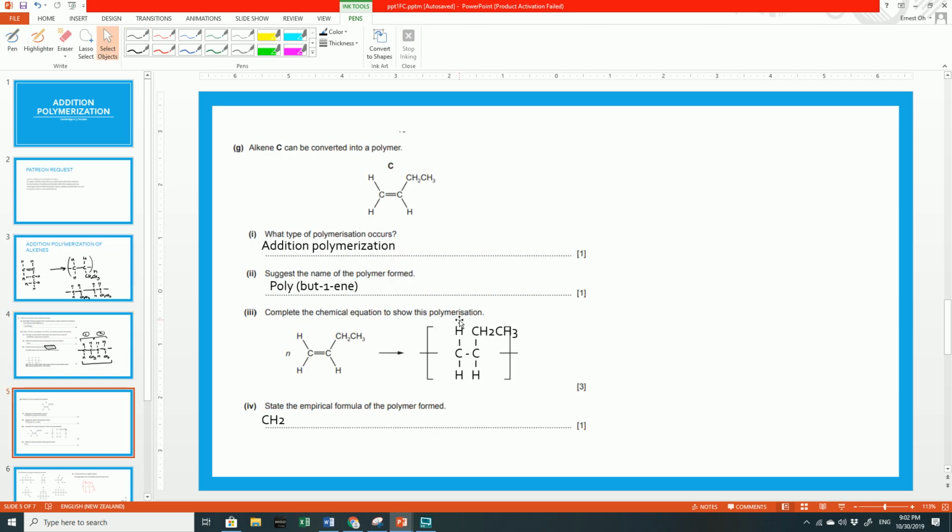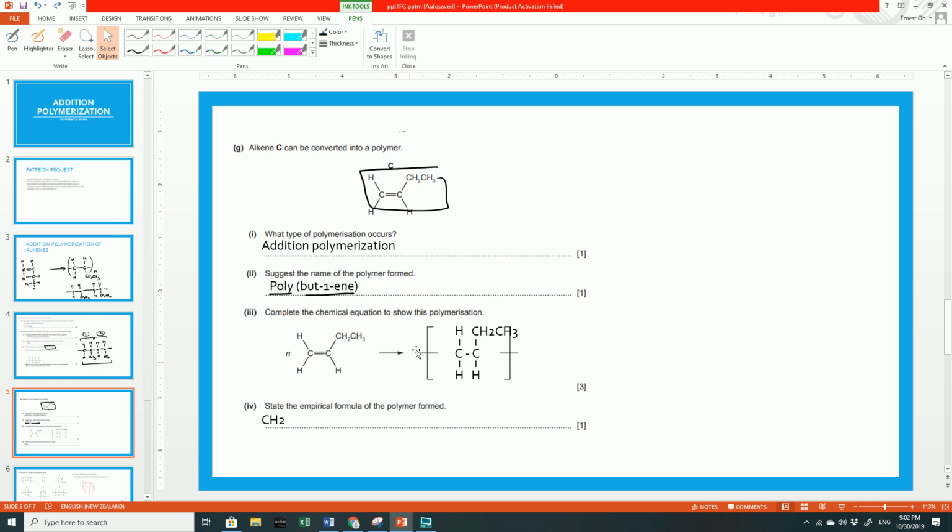So very similar question here. Alkene C can be converted into a polymer. And so what type of polymerization is this? This is, of course, addition polymerization. The name of the polymer is poly(but-1-ene). It's simply poly because there's many of it, and bracketed with but-1-ene because this is but-1-ene. That's because there are four carbons, and four is but, and it has a double bond, so it must be an alkene, so therefore butene, and the 1 is symbolizing the fact that the double bond is at the first carbon, or the first two carbons here, as you can see.